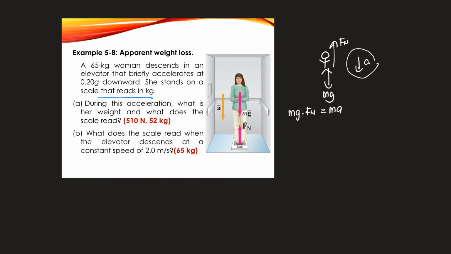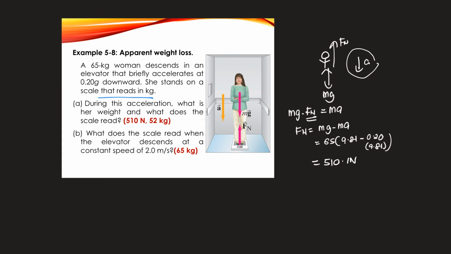Okay, what is her weight and what does the scale read? The question asks you to find the normal force, because the scale reads in kilogram and the scale applies normal force to the woman. So you are going to get Fn, which means it's going to be mg minus ma. So the woman is 65, times 9.81 minus your acceleration, which is 0.20 g. g is the gravitational acceleration, just put it like that, and then you are going to get the answer, which is 510.1 Newton.